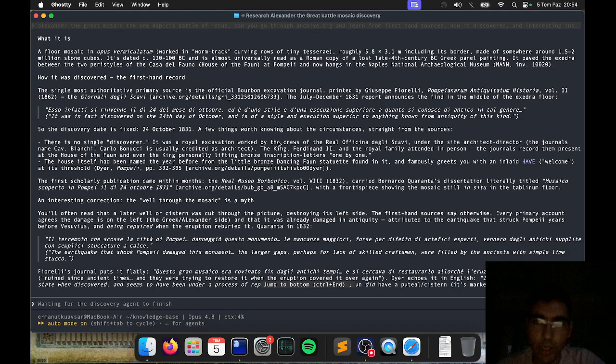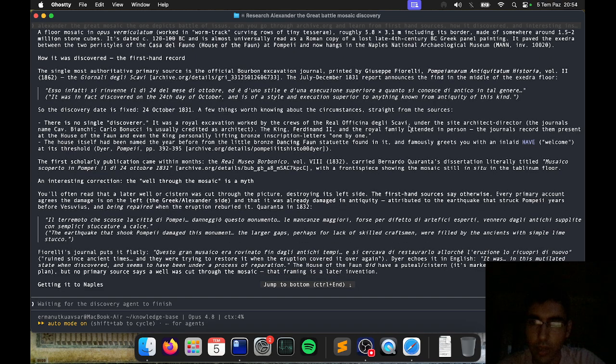So it was a royal excavation. The crews did it. I can read the story about who ordered it. The king, Ferdinand II, and the royal family attended in person. The journalists record them present at the House of the Faun, and even the king himself lifting the bronze inscription letters one by one. Probably this one by one is in the journal. Whatever the person who wrote the journal recorded, we reach it directly. I think that's the beauty of it.